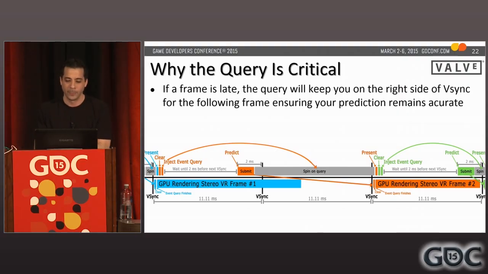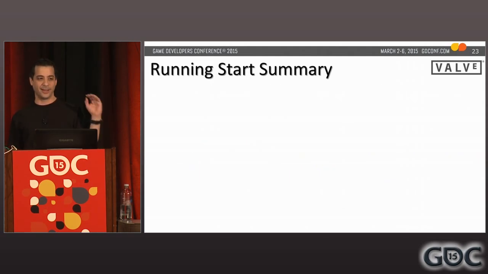So in this example, that spin on the query is going to actually spin for an entire frame because that query that you injected way back there on the left won't actually pass until the GPU starts rendering that frame, right? Because the first thing that's going to happen all the way on the right is it's going to clear the back buffer, and that query finishes, and that's when your render thread gets released and starts doing its work. So that's why the query is critical. Anyway, that's running start in a nutshell.